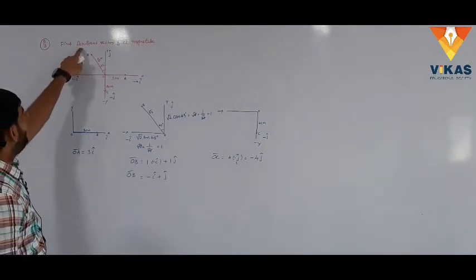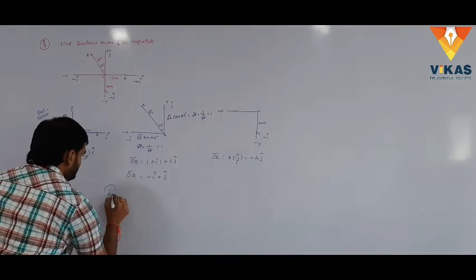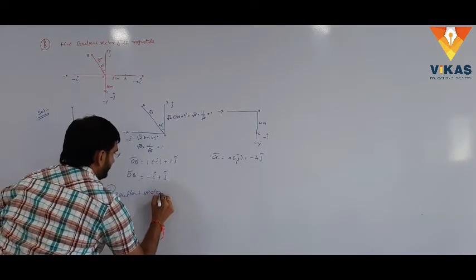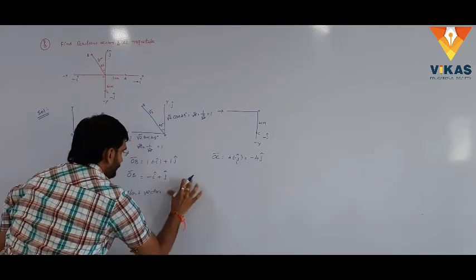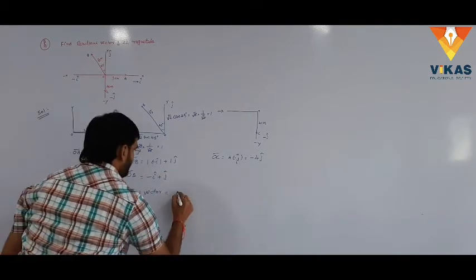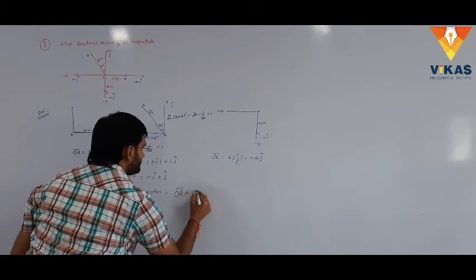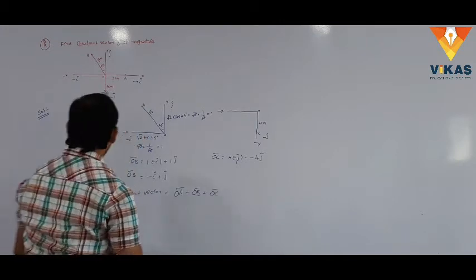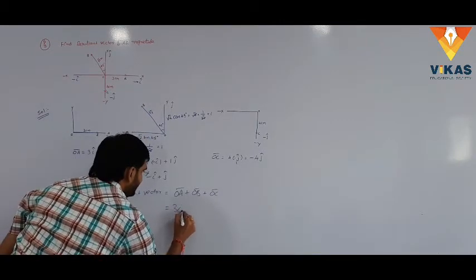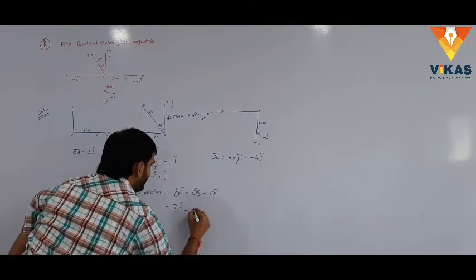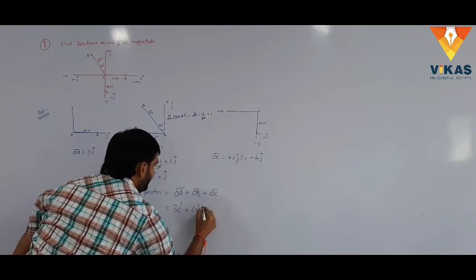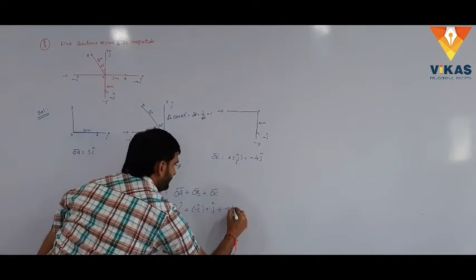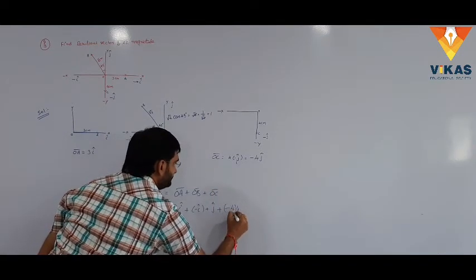Here find the resultant vector. The resultant vector is equal to the sum of all the vectors, OA bar plus OB bar plus OC bar. Here what is the OA bar? That is 3 i cap. What is the OB bar? Minus i cap plus j cap. What is the OC bar? Minus 4 into j cap.